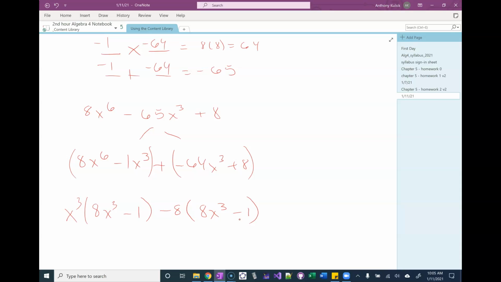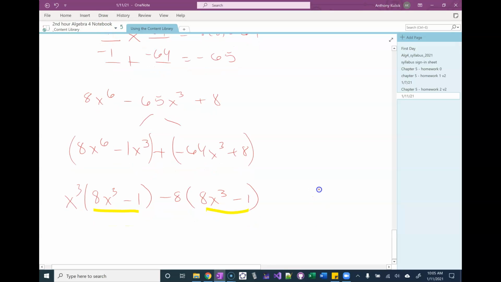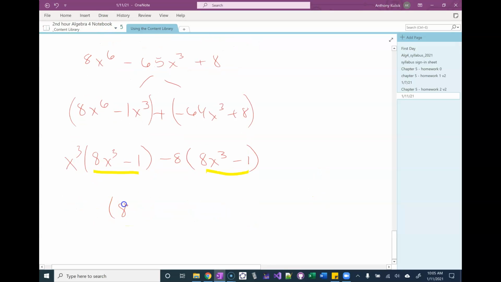So this is factorable, right? Because this is the same. Everybody agree? Okay, so we'll continue and finish up the factor by grouping here. So far, so good.